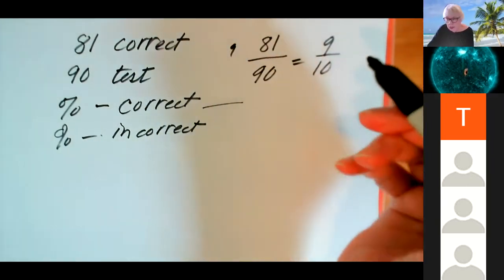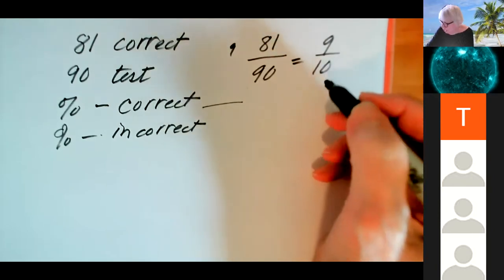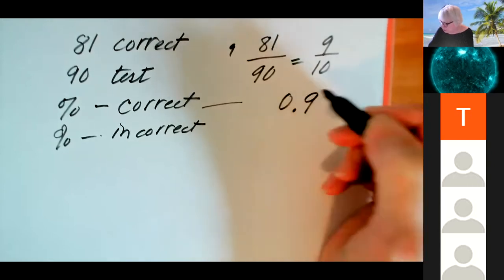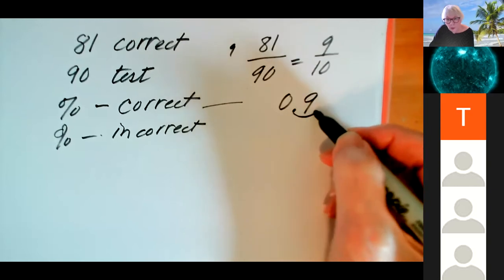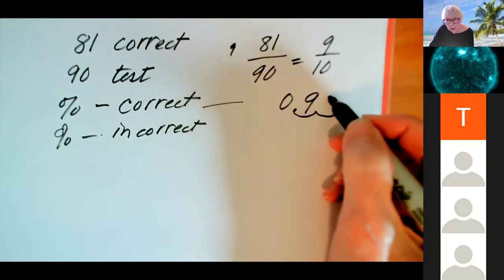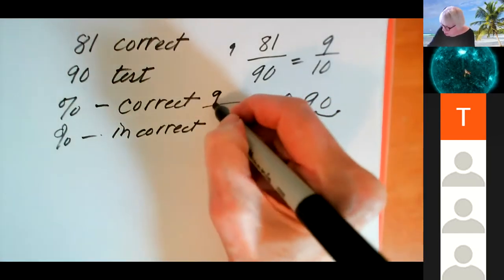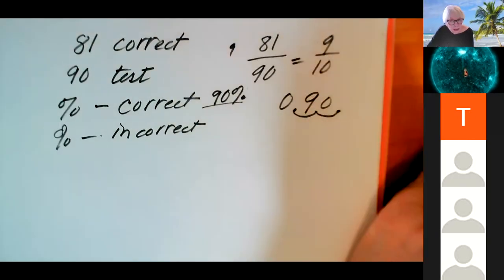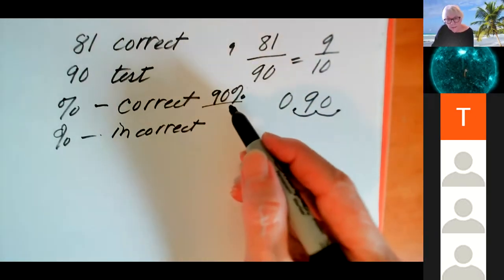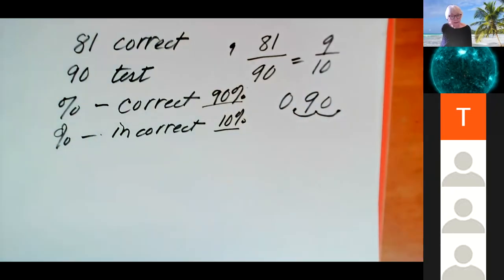Well, if you went with this approach, 9/10 is 0.9. And if you remember when you had a decimal and you wanted to make it a percent, it went 2 places to the right. And so that's a 90% score. Does that sound right when you get 81 out of 90, that you'd have a good score like 90? Yes. Seems right. And then once you know that's 90, then of course, this must be 10.